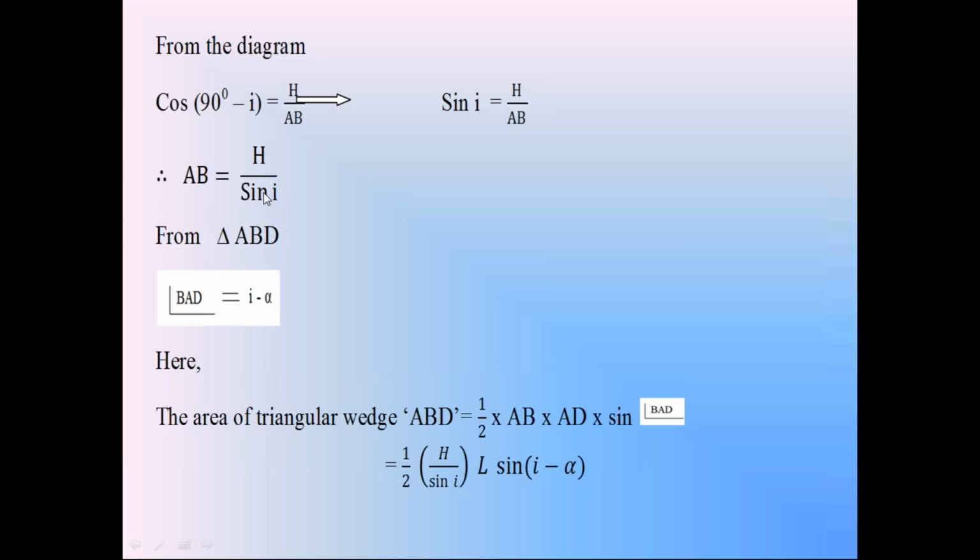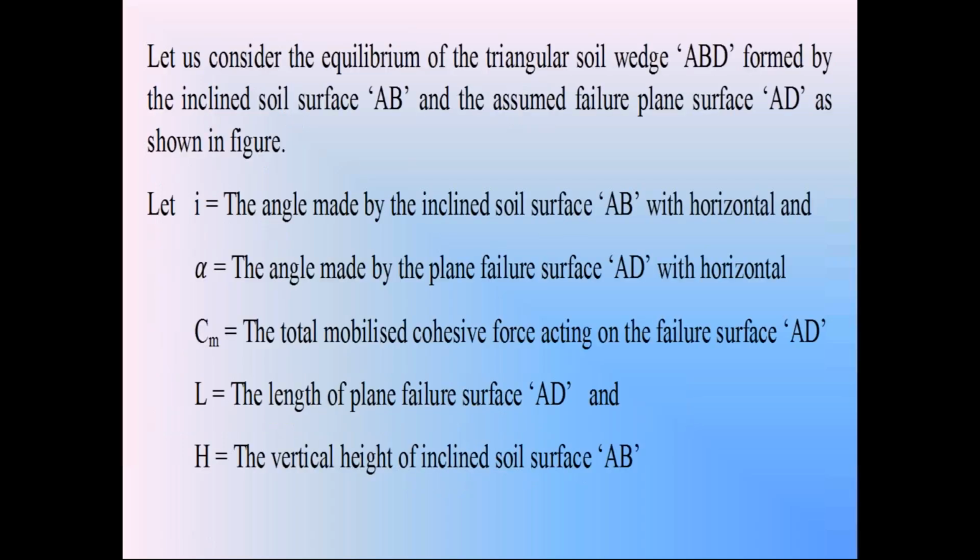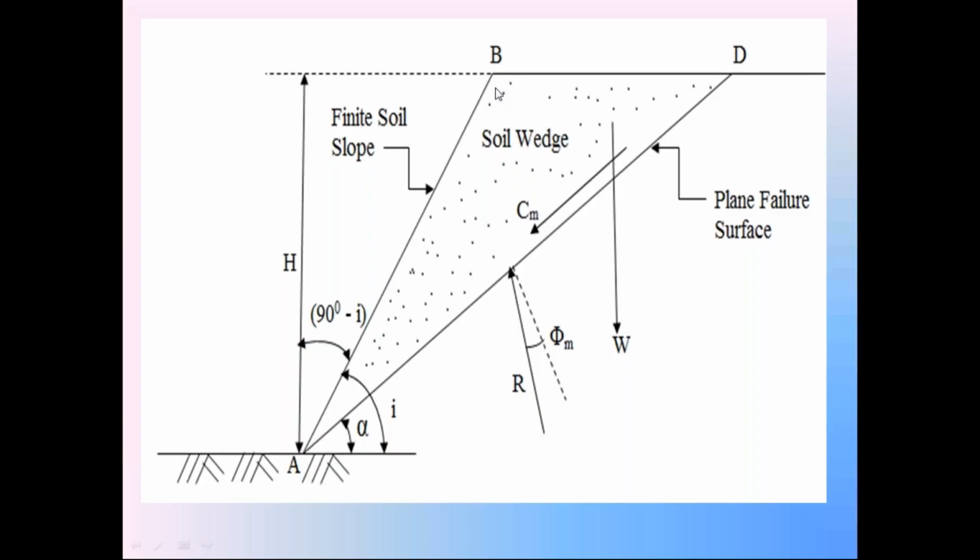Then consider another angle, that is BAD. So check this triangle with angle BAD, taking this side wedge. Here this angle is i minus alpha. So this total angle is i and this angle is alpha, so this remaining angle is i minus alpha.